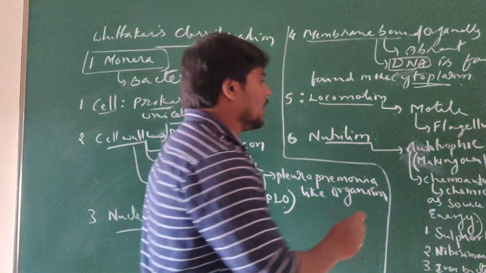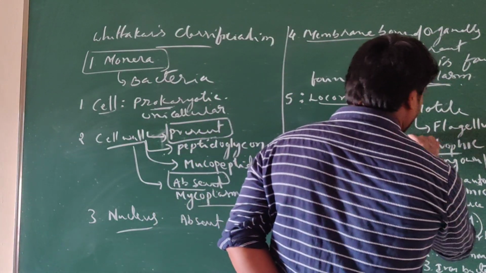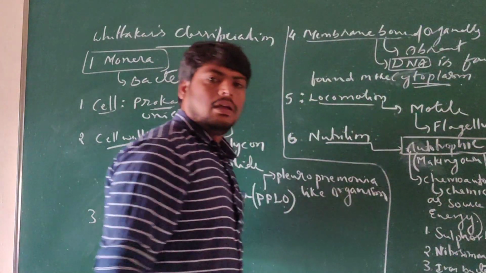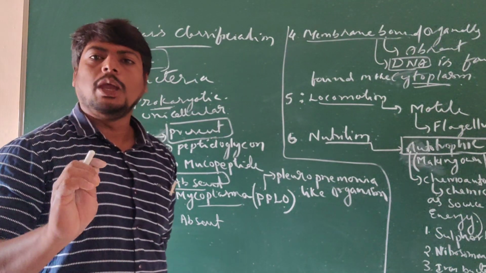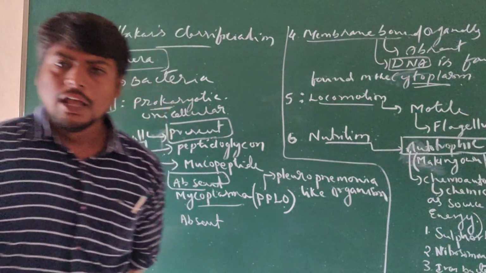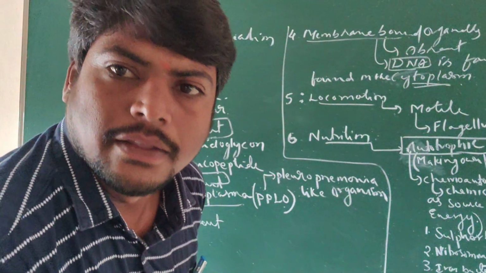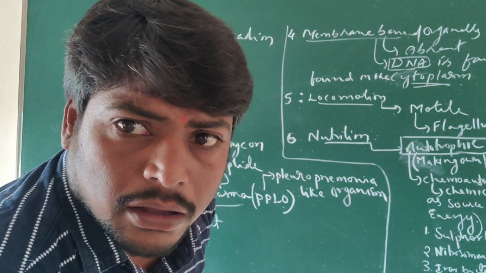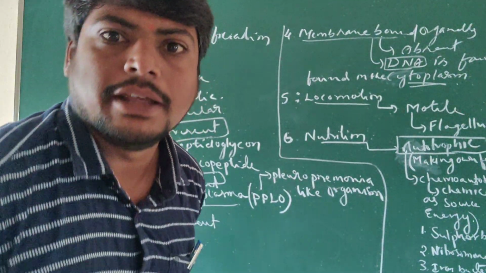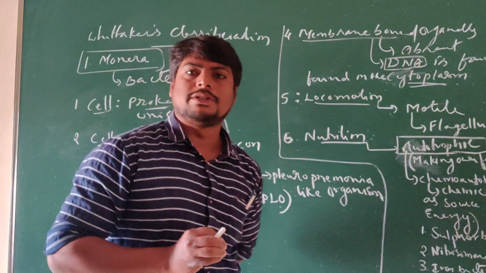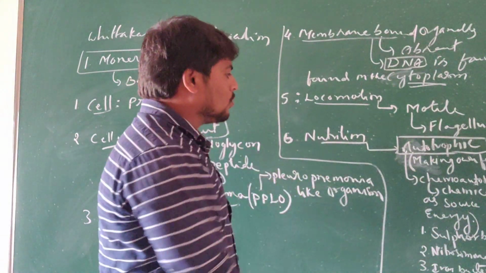Generally they are called autotrophs, meaning they prepare their own food. That's why they are called chemoautotrophs. Understand? That is the nutrition mode. Only one mode we are discussing: chemoautotrophism. Understand? That is under autotrophs.